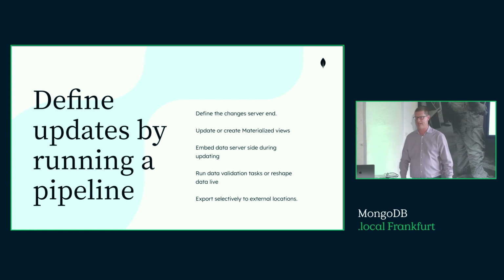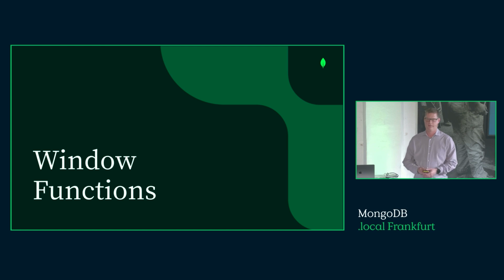Okay, so define updates by running a pipeline. Basically, run a pipeline that creates updates that apply to other records. Window functions. Window functions allow you to take one record and look at the records before or after it in order to make decisions about it.